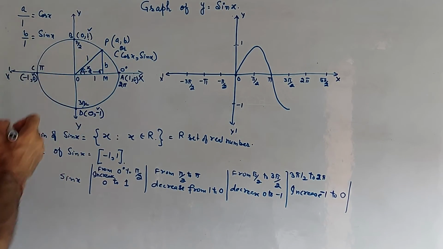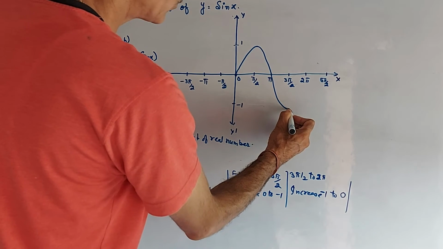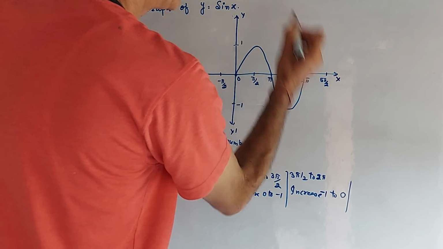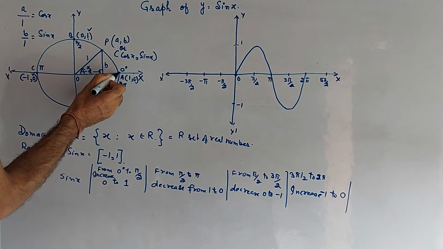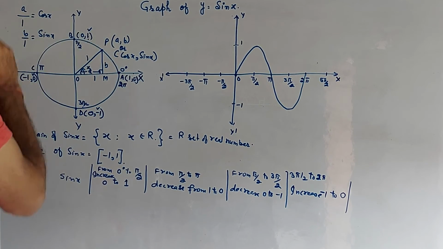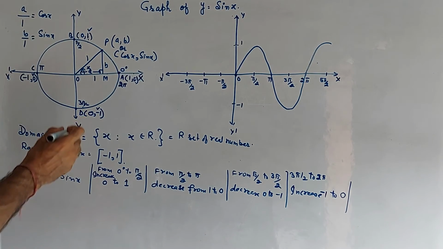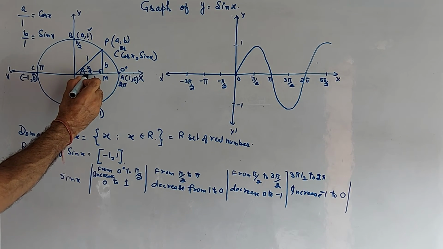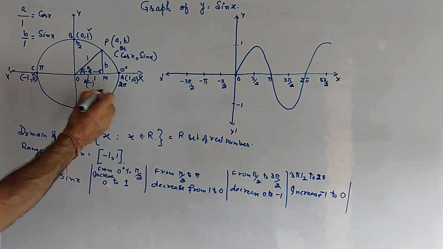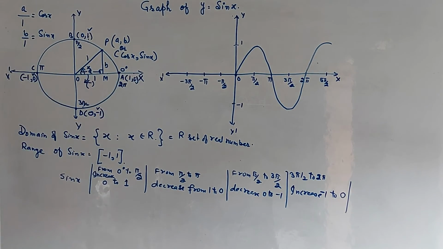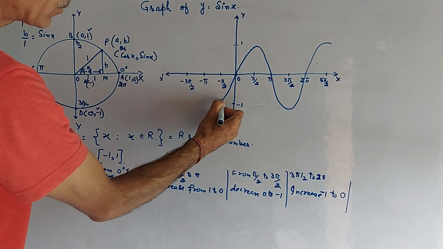Now from 3 pi by 2 to 2 pi, the value increases from minus 1 to 0. So here it is minus 1, and it will go to 0 here. And after a complete revolution, the value increases from 0 to 1. So the graph will be like this. If we revolve the point P in the clockwise direction, the angle will be negative. So the value will go from 0 to minus 1.